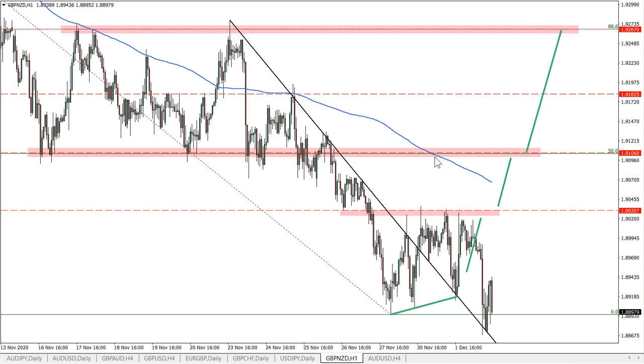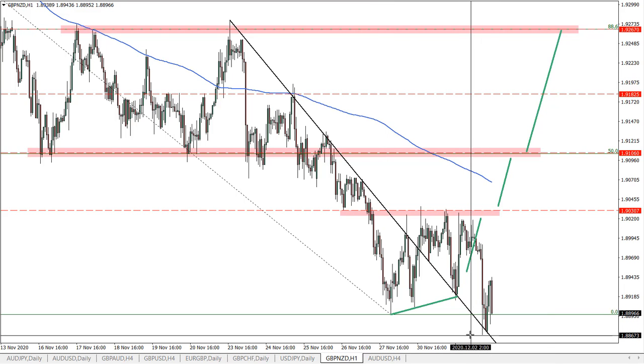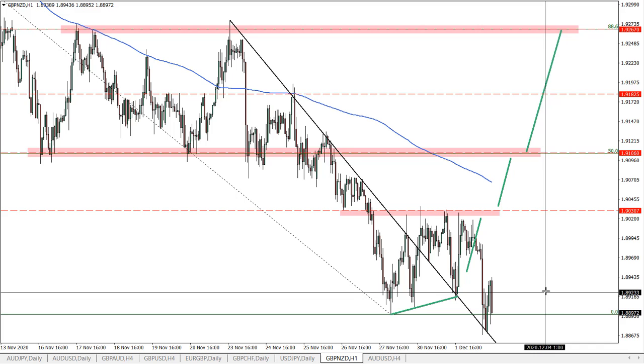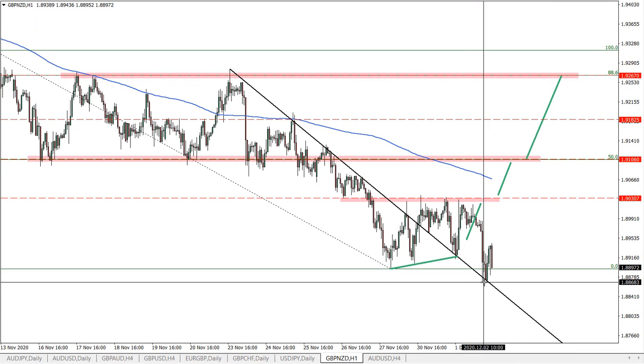And the final one is the pound New Zealand dollar. Well, we did hold the support. The previously made low hasn't been broken. There was a spike on the 1 hour chart, but we still don't have a close below the previously made spike, which we need to see in order to confirm the downtrend. Still, I do expect an uptrend as long as this support holds.